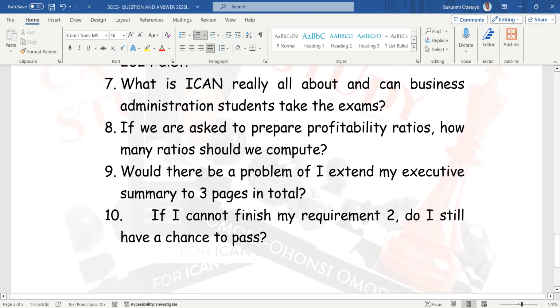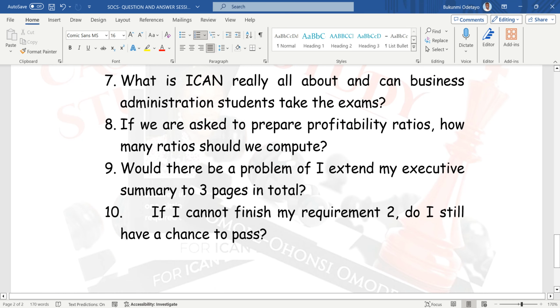Now, seven, what is ICAN really all about? And can business administration students take the exams? Definitely, anybody can take the exams. In fact, I've heard that a few years ago, I don't know the year precisely, the president of ICAN finished from chemistry. He had the chemistry certificate. You understand? So anybody can take ICAN.